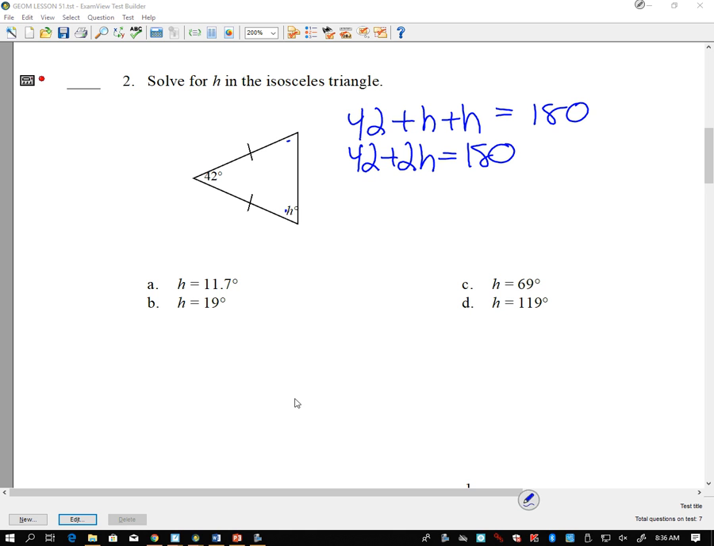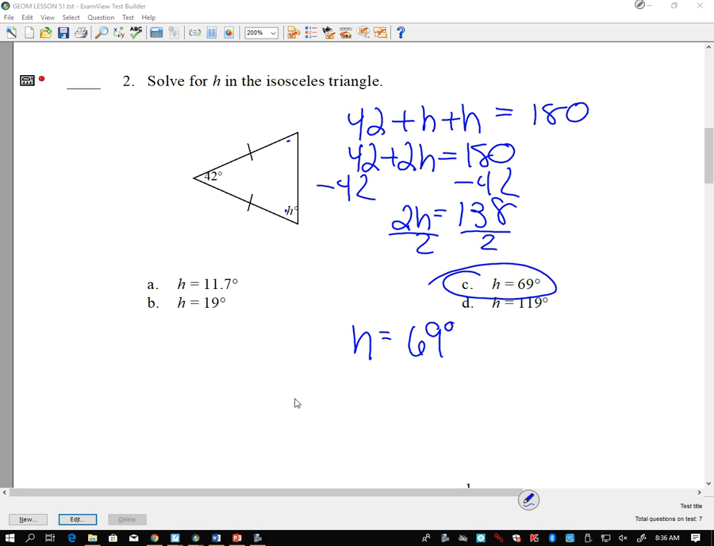Subtract 42 from both sides, and then divide by 2. So we got 2H equals, what, 138? Something like that. What's 138 divided by 2? Okay. Work for you guys? Okay.